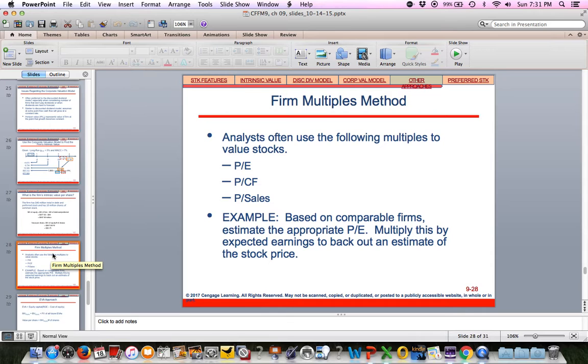Okay, the next method is called firm multiples. Analysts use the following multiples to value stocks. So the PE ratio is price to earnings, or price to cash flows, or price to sales. What we're saying is what's the stock trading for, what's the price on the market, divided by either earnings, cash flows, or sales. And then that gives me a multiple of earnings, a multiple of cash flows, or a multiple of sales. Based on comparable firms, estimate the appropriate price to earnings ratio, multiply this by expected earnings to back out an estimate of the stock price. So we're trying to just guess stock price by doing this.